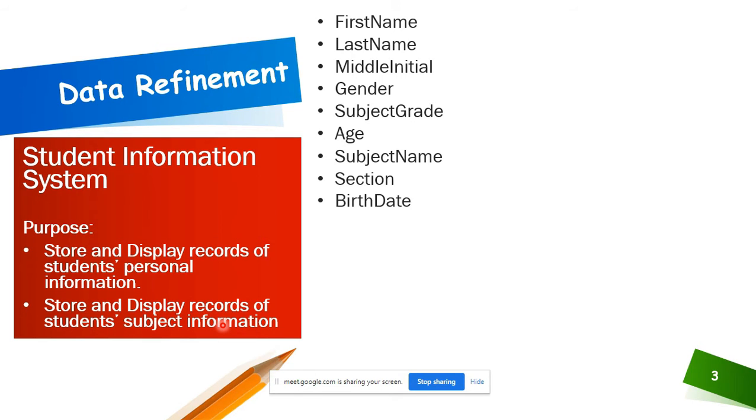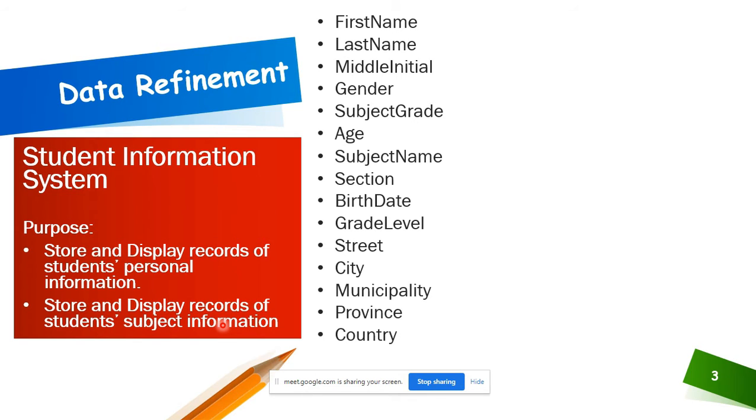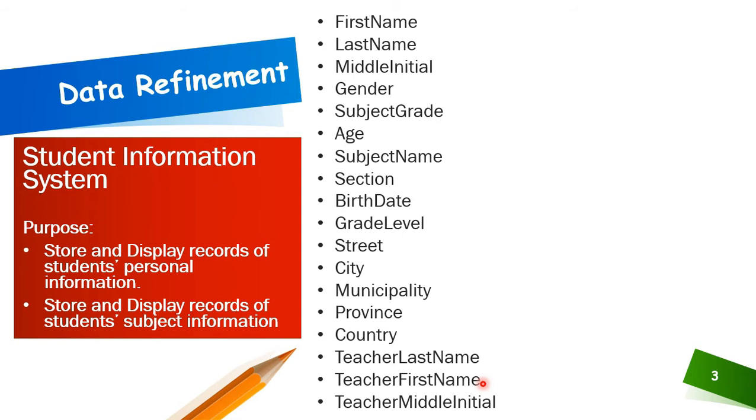We also have this section: birth date, grade level, street, city, municipality, province, country, teacher's last name, teacher's first name, and of course, teacher's middle initial. Always remember that a field name is a description of the record. I noticed that during the field definition principle, when you break down the field names, they become records. Some of you answered first name or name by writing your own name. Reminder, your name is a record, that is not a field name.